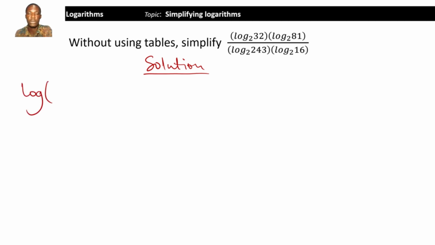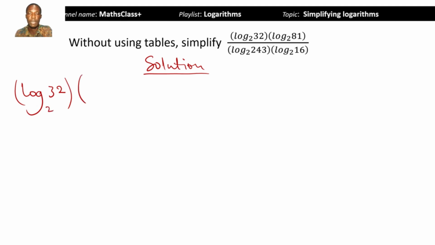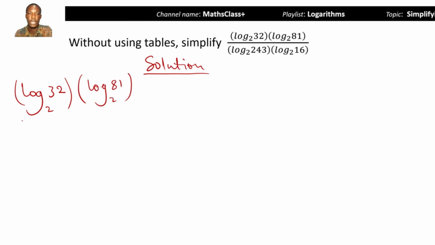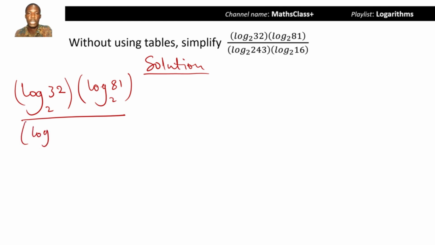Log 32 base 2 multiplying log 81 base 2. Then we are dividing this by log 243 base 2, also multiplying log 16 base 2.